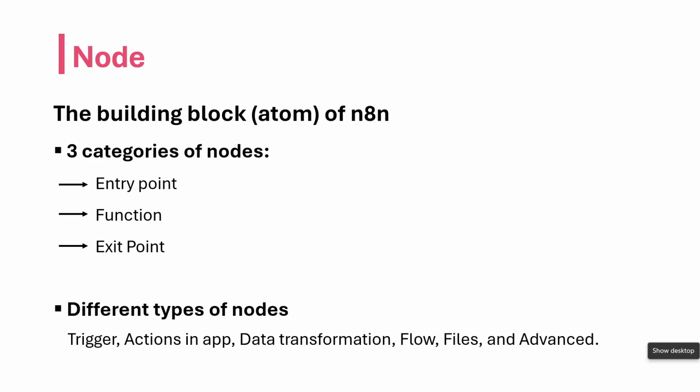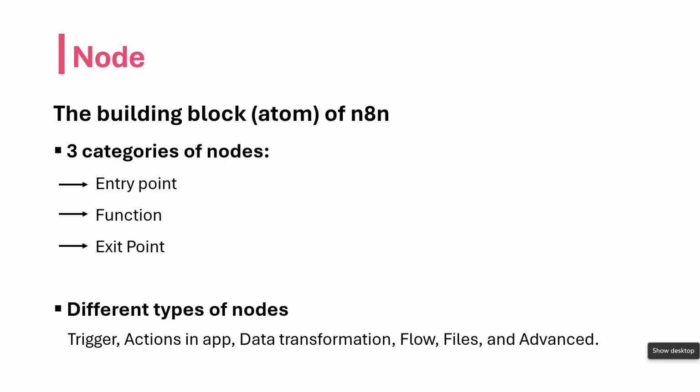Then flow nodes control how your workflow runs. For example, conditions like if/else, wait, where your data has to wait somewhere, or merge. Then come file nodes, which handle files like PDFs or CSVs. Then advanced nodes finally handle complex logic like HTTP requests or code functions. Each of these nodes plays a special role in making your automation smart and dynamic.